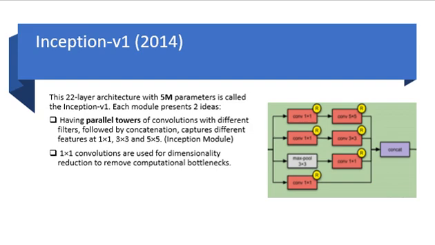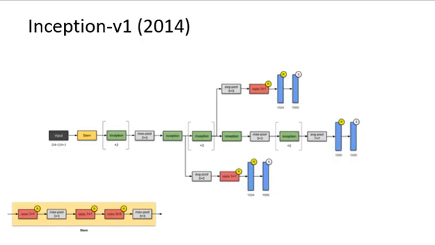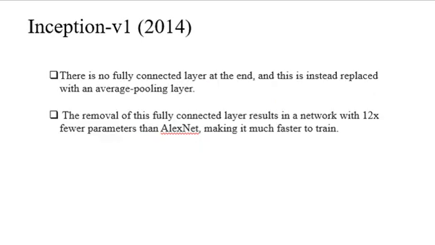The Inception network is formed by concatenating Inception modules. It includes several softmax output units to enforce regularization. This was a key idea which has been important in the development of future achievements. Another interesting feature is that there is no fully connected layer at the end, and this is instead replaced with an average pooling layer. The removal of the fully connected layers results in a network with 12 times fewer parameters than AlexNet, making it much faster to train.